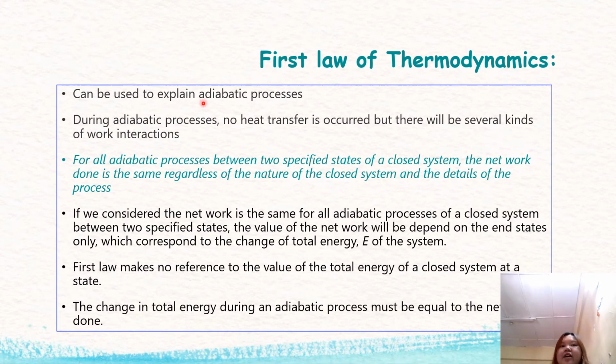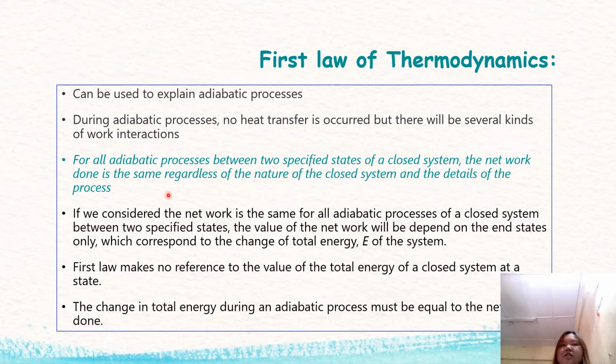The first law can be used to explain adiabatic processes. During adiabatic processes, no heat transfer occurs, but there will be several kinds of work interaction. For all adiabatic processes between two specific states of a closed system, the net work done is the same regardless of the nature of the closed system and the details of the process.